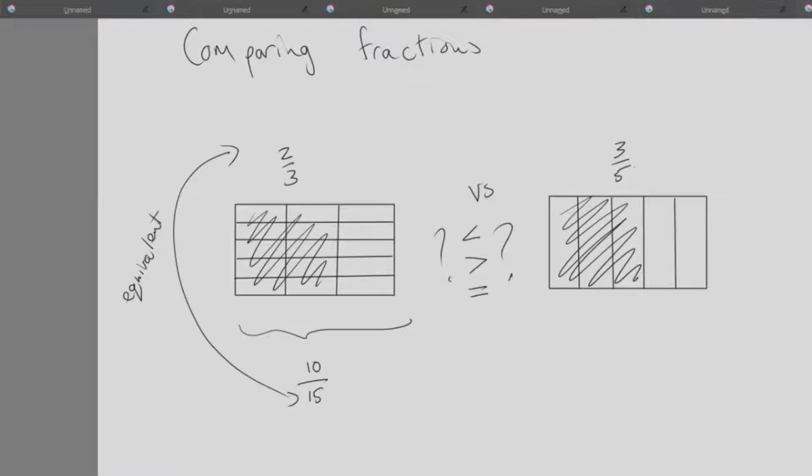Now I'm going to take this other loaf of bread and cut it sideways in thirds, 3 equal pieces, this way. Now the pieces might not look the same, but I've cut this loaf of bread into 15 equal pieces again. How many do I have? I have 9 of them.